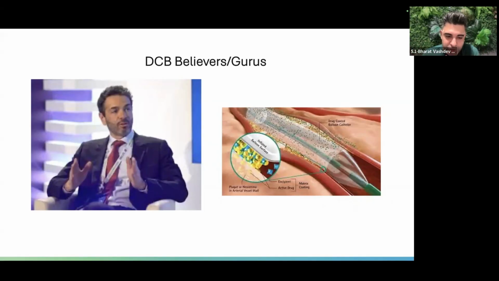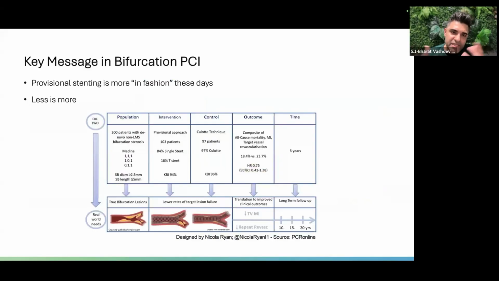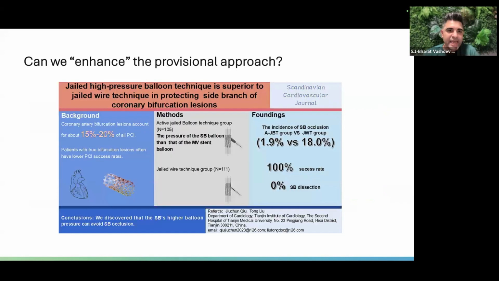And we have our own approach to dealing with bifurcations, whether it's a DCB in the side branch or a DCB in both the main vessel and the side branch. And there is some emerging data and projects underway to look at this as a viable treatment strategy. But the key message in bifurcation PCI is that less is more. Provisional stenting tends to be more in fashion these days, and the reason is because it does translate to improved clinical outcomes. So, is there any way that we can actually enhance the provisional approach?